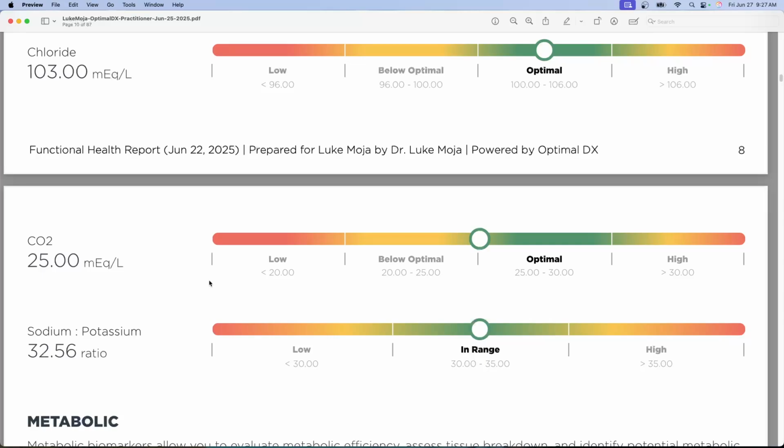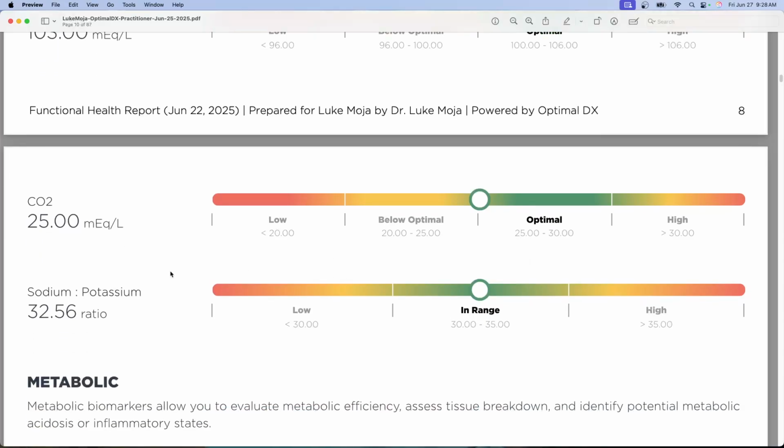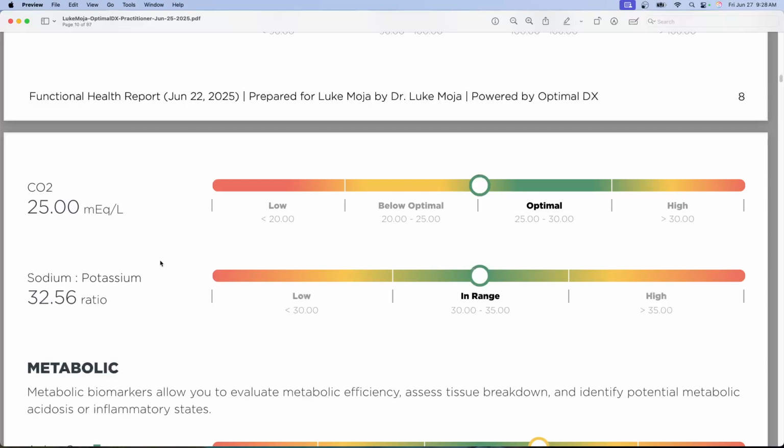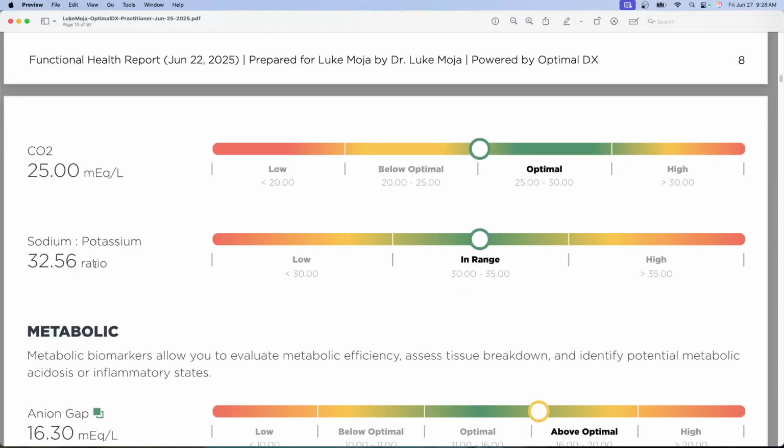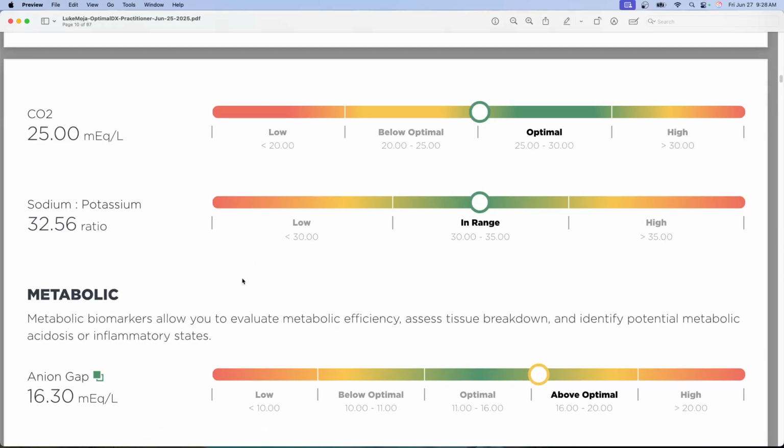CO2, so this is carbon dioxide. So this a lot of times has to do with acid-base balance. So respiratory and kidney function would maintain that acid-base balance. See, I'm right on the edge there, right at the low end of the optimal range. So 25 is pretty good. I'm not worried about that, but that can again give us an indication if there is some kind of issue possibly with the kidneys or possibly respiration, anything that has to do with that acid-base balance. Sodium-potassium ratio, you can see right there perfectly in the middle of the optimal range, so that's good.